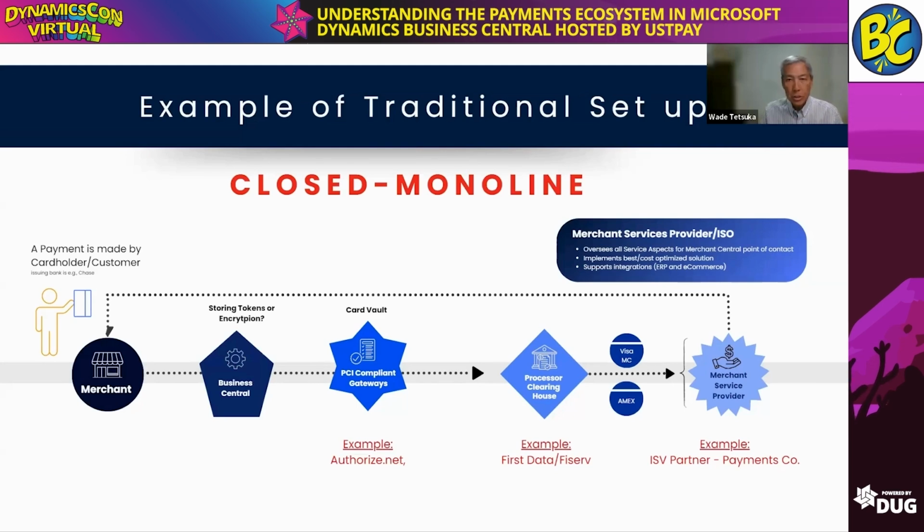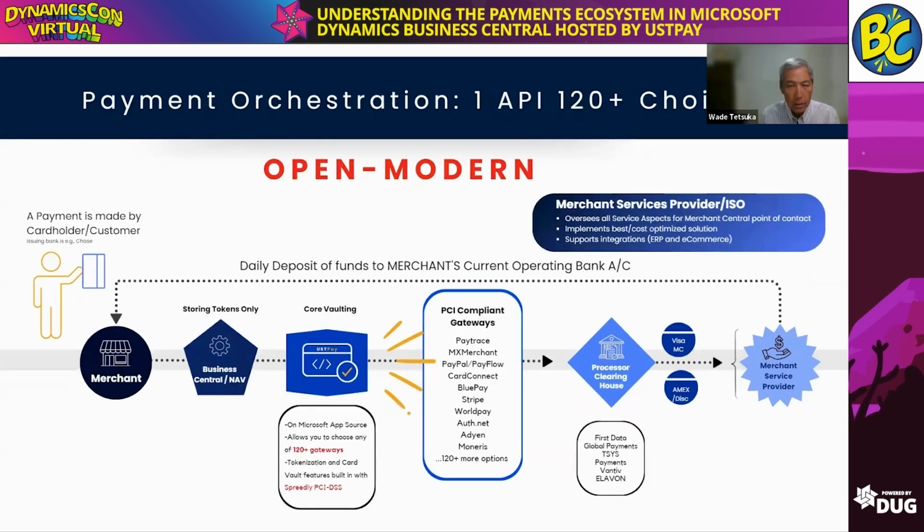The solution to this, and the trend that is more in line with what's happening today, is what we call an open or modern solution. Again, you are on the left-hand side as the merchant using Business Central as your platform, but we now have a middleware inserted here that functions between the actual PCI compliant gateway and the Business Central platform. This middleware, in this case, it's Spreedly, but there are others.